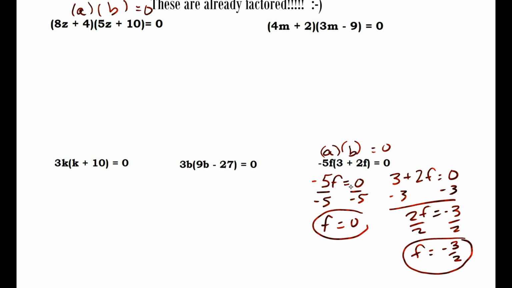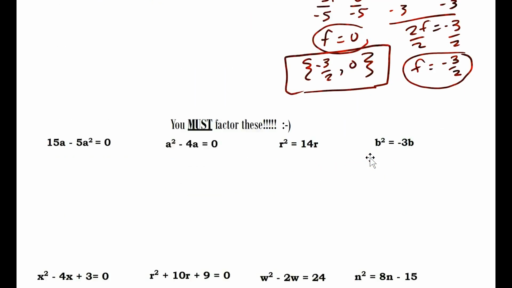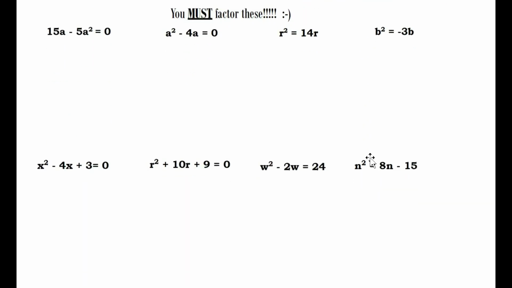So we did put this in roster form. Roster form puts them as -3/2, and then 0. This is roster form. So both forms you need to know. All right, so you must factor these. These are the type 2 problems. You must factor these.